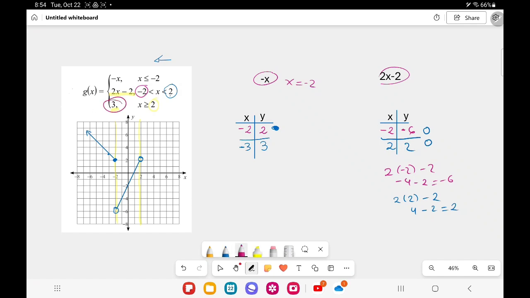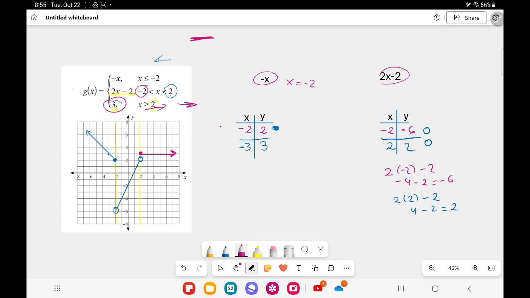3. This is a constant. The constant function is just a horizontal line. But this is to the right. How do I know? Because the symbol is pointing to the right. So to the right of 2, y is 3, okay? I have this point, and it's going to be closed. And I'm going to go to the right. And this is my graph for this piece function.